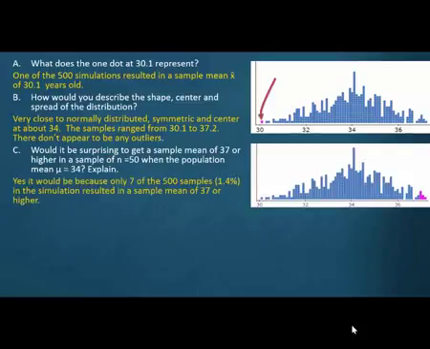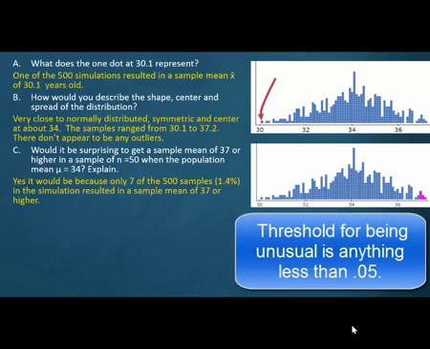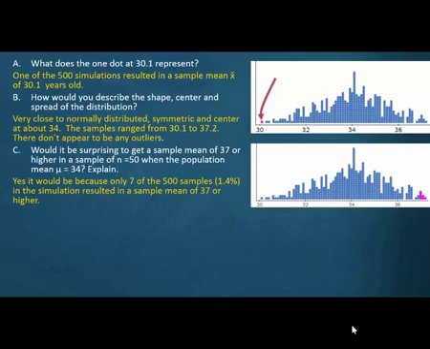So it would be. Only 7 of the 500 samples, so 1.4%, in the simulation resulted in a sample mean of 37 or higher. Our threshold, and we'll talk more about this threshold in a subsequent lesson, is generally set at about 0.05. So anything less than 5% we would consider unusual or surprising.